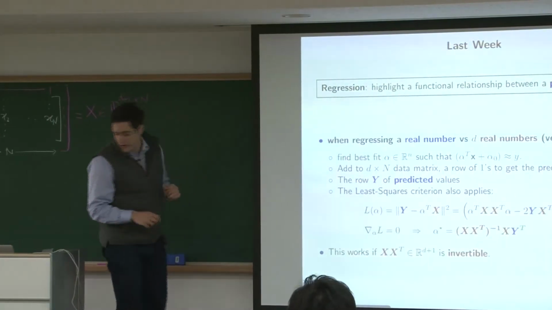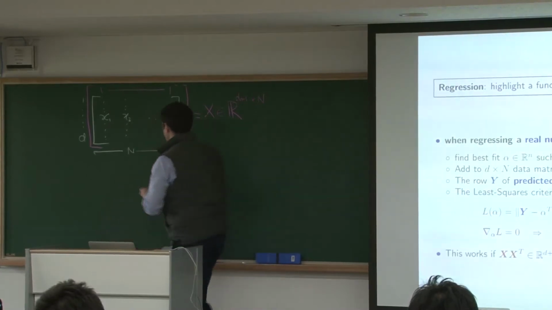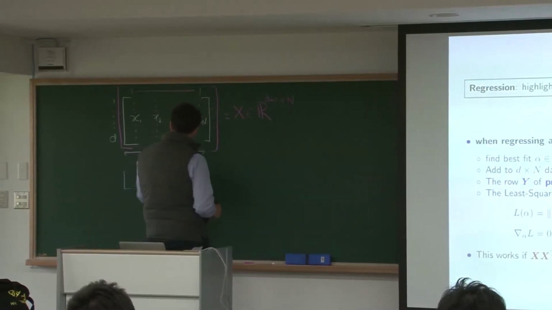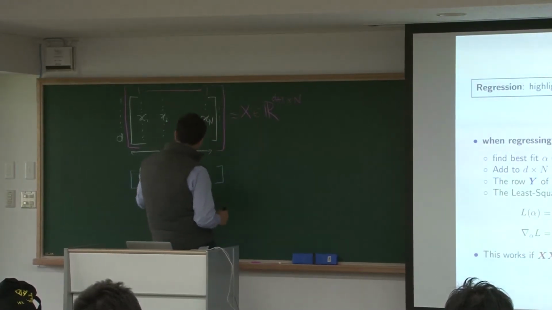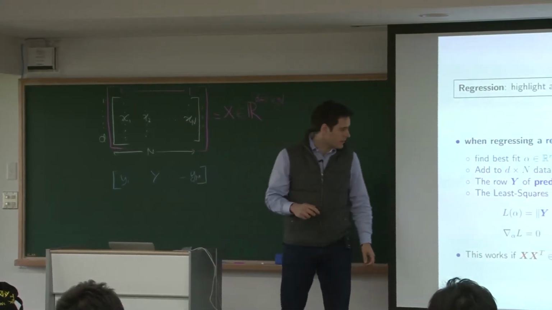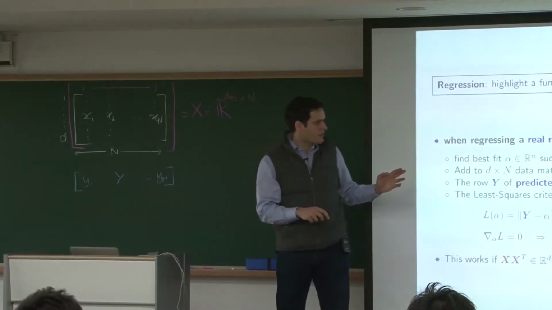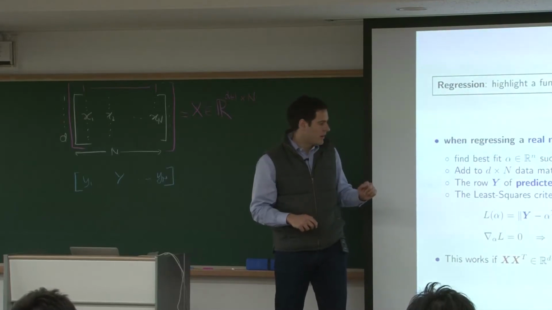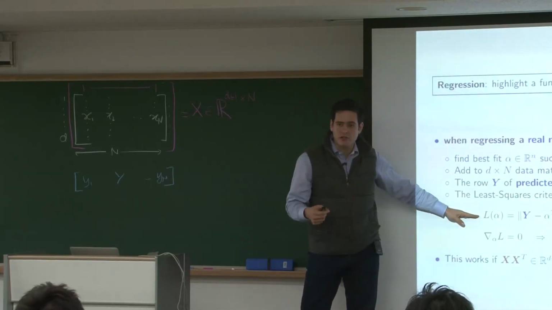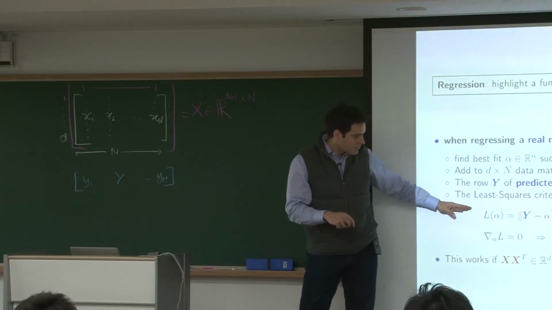The row of predicted values is this vector y, which holds the actual value for any of those examples. Then finding a good vector alpha, such that alpha transpose x plus alpha 0 is not too far from y, and using the least square criterion to select alpha, is equivalent to forming this function L of alpha, which is simply the Euclidean norm of the vector y minus alpha transpose x.